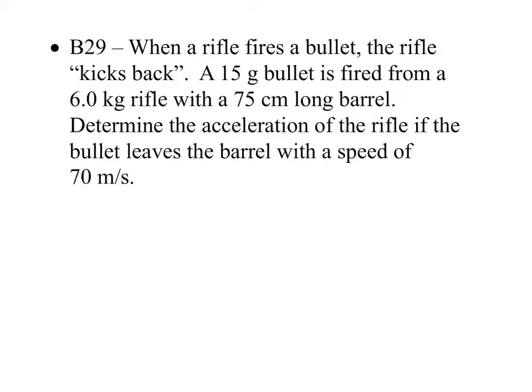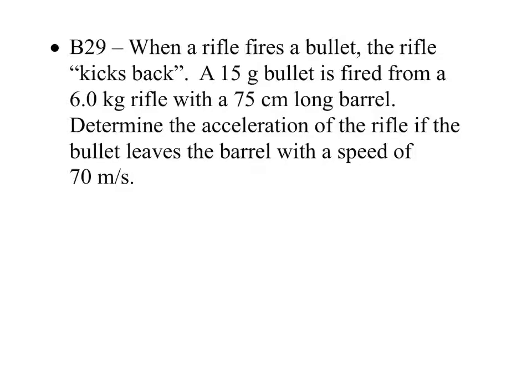So we'll get to that, but let's start with this guy. When a rifle fires a bullet, the rifle kicks back. Again, we know the bullet's going forward, and the rifle is going backwards. It has that recoil. So we have a 15-gram bullet, which make sure you change to kilograms, fired from a 6-kilogram rifle with a 75 centimeter long barrel. Okay, that's a weird thing to get.